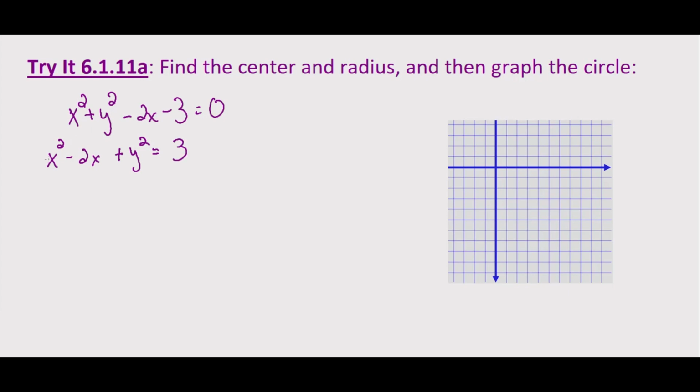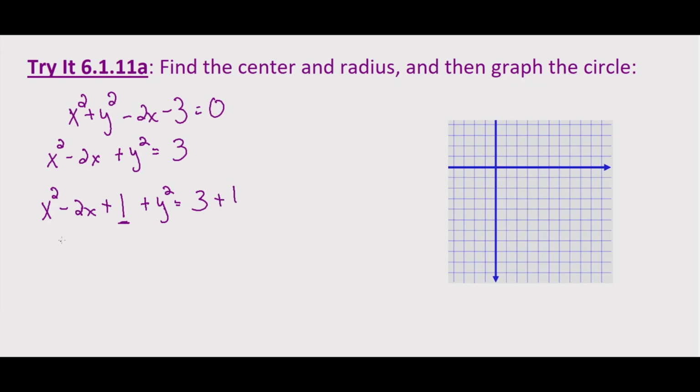So we're going to complete the square with our x terms, or terms that involve x. So x squared minus 2x, negative 2 divided by 2 is negative 1. Squared is going to be 1. So this is going to be x squared minus 2x plus 1. I'm going to underline it so I don't forget to add it to the other side. Plus y squared equals 3. Now let's add our 1 plus 1.